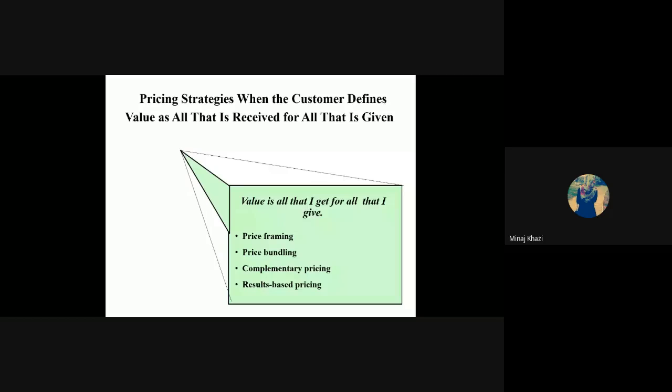You are paying in two parts. One is for the service, as well as to avail that service, the tangible things required. For that, you are paying separately. That is what is two-part pricing.